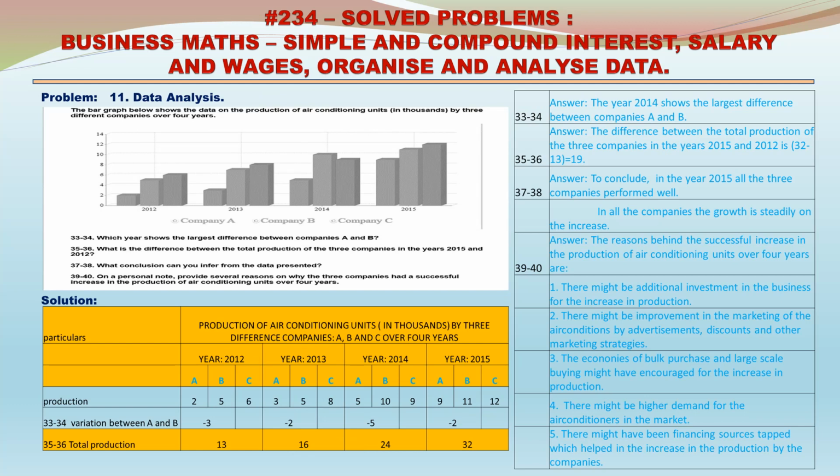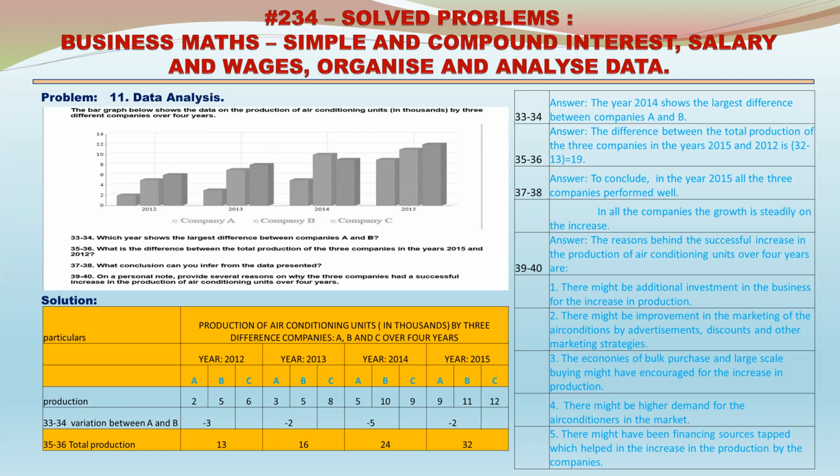Problem 11. Data analysis. The bar graph below shows the data on the production of air conditioning units in thousands by three different companies over 4 years. Company A, Company B, Company C. Years 2012, 2013, 2014 and 2015. The graph scale goes from 0 to 14,000 units. Which year shows the largest difference between Company A and B?